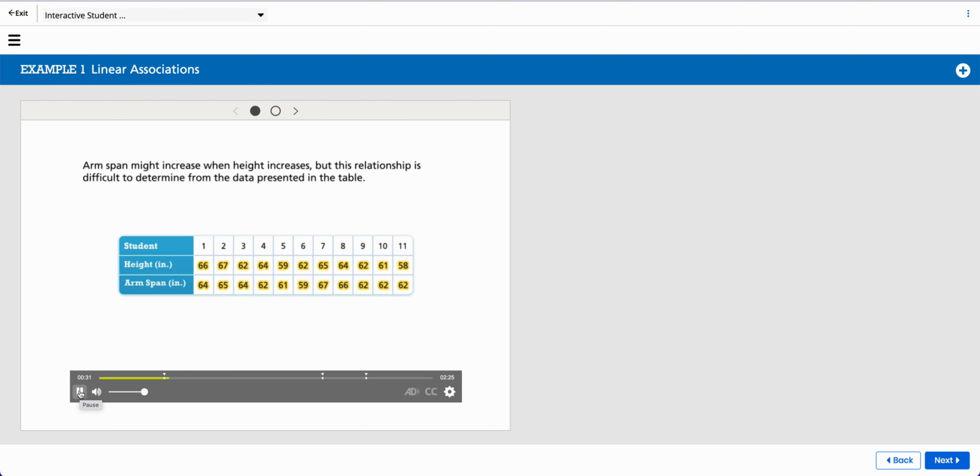Arm span might increase when height increases, but this relationship is difficult to determine from the data presented in the table. How can they figure out what relationship, if any, exists between the two sets of measurements?